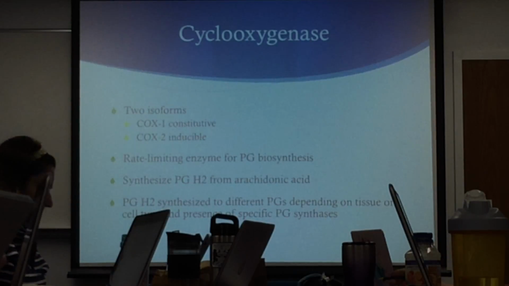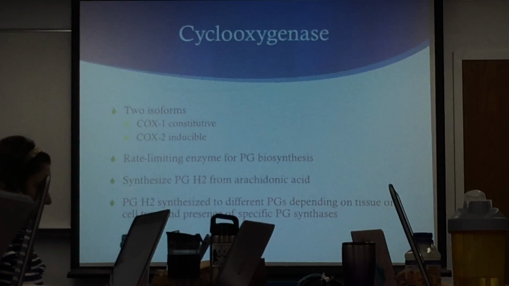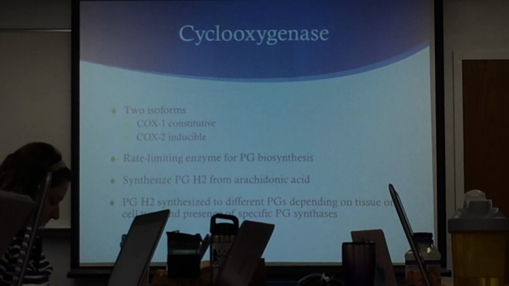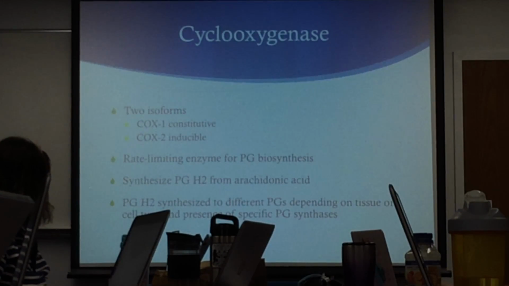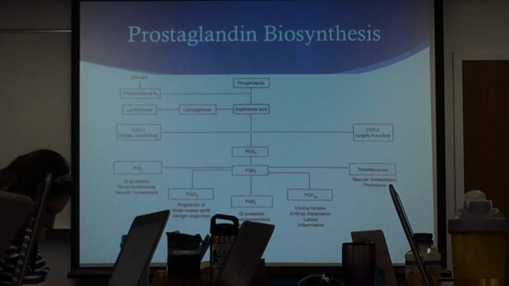Again, cyclooxygenase is the rate-limiting enzyme for prostaglandin biosynthesis. The starting point is arachidonic acid, and it synthesizes the first prostaglandin, H2. Prostaglandin H2 is synthesized into many different prostaglandins. That's tissue specific and cell type specific. And what it gets ultimately synthesized into depends on which prostaglandin synthase is present. So this is a drawing of the cascade.